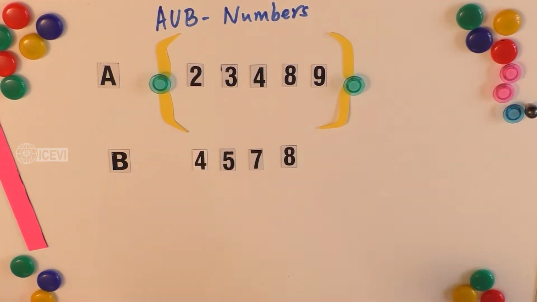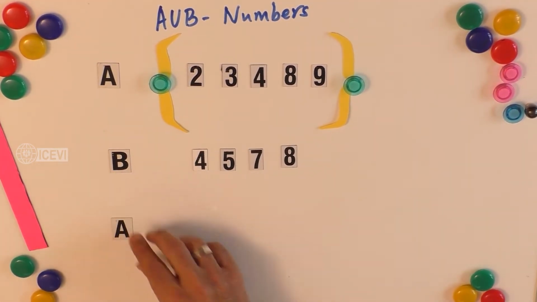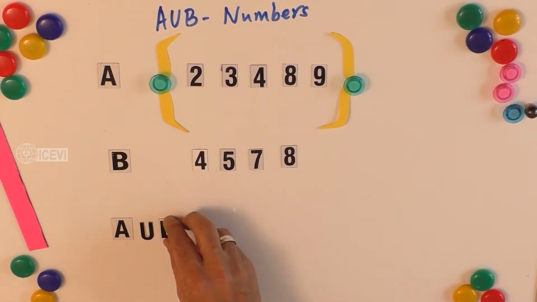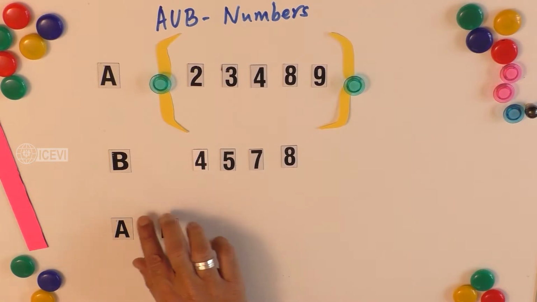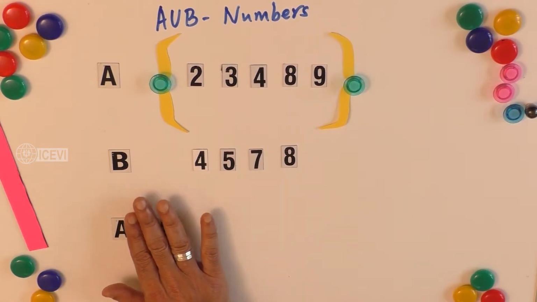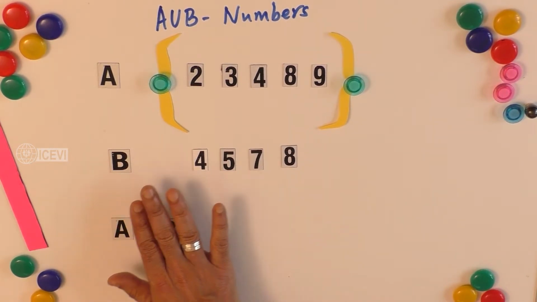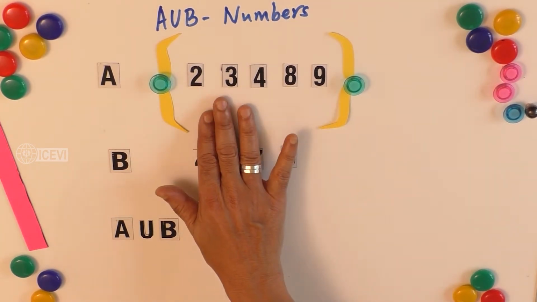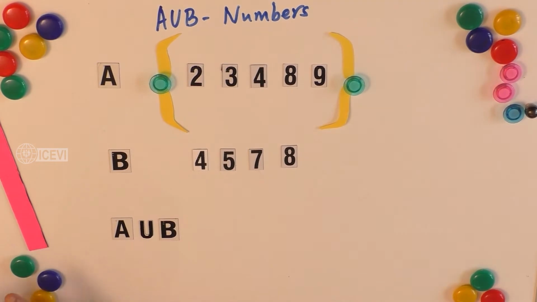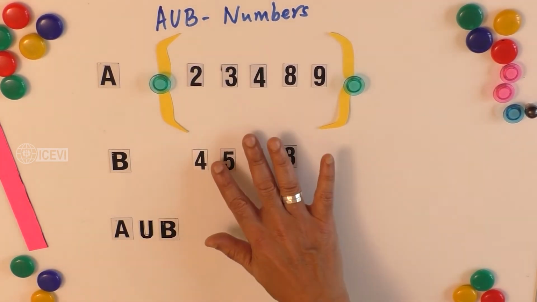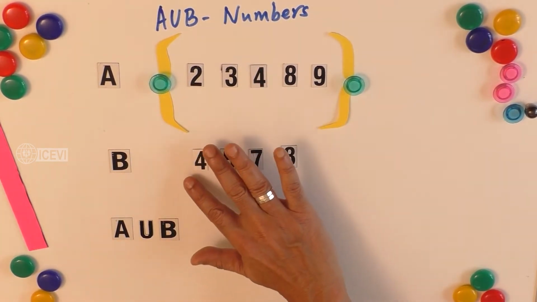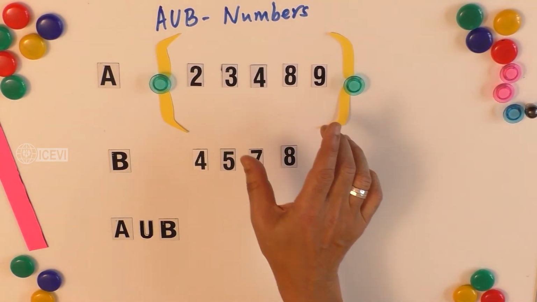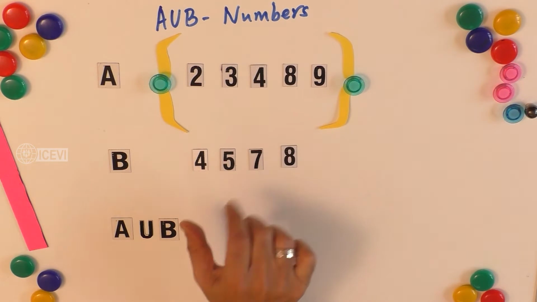Now, we have to find out A union B. What is A union B? A union B is nothing but the distinct categories of objects that we find in the two sets A and B. So that means if there is any repetition, that should be avoided. So by avoiding the repetitions, you have to add the numbers.